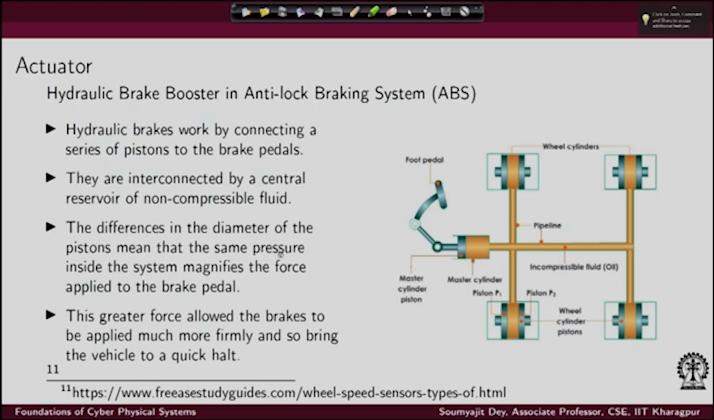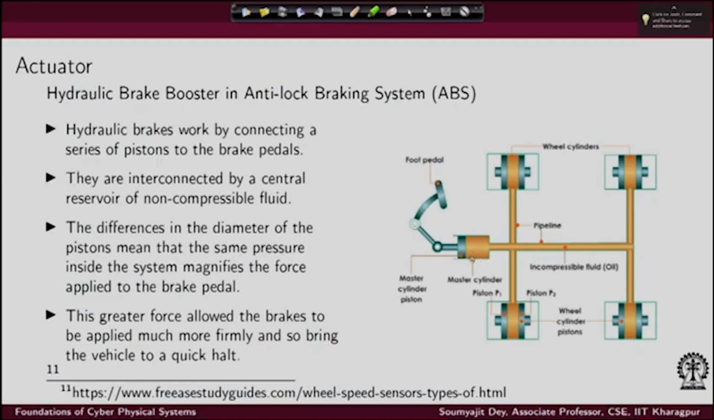And that same pressure inside the system will be magnified quite a bit when it actually gets applied in the brake pads. This amplification will actually make your car halt, and you can understand that the actual amount of force required for bringing the vehicle to halt is much more than you are applying physically here, and this amplification is happening due to the hydraulic system that you have. So, essentially that's how the physics behind the actuator works.